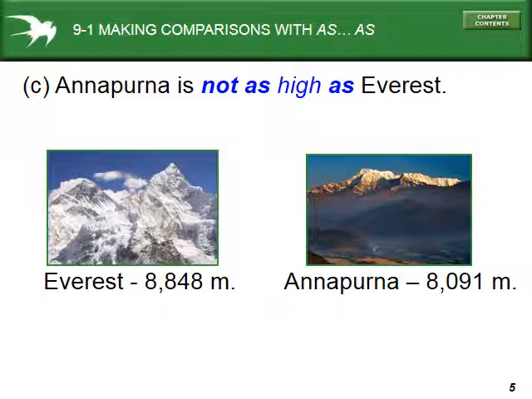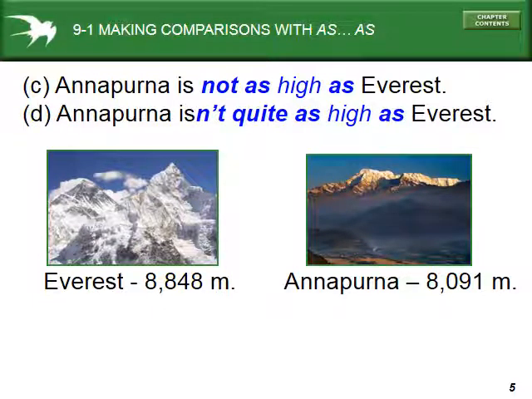We can also add not. Just as means the same; when we add not there, it means that they're not the same. So in this picture, you have two photographs, one of Everest, which is 8,848 meters, and one of Annapurna, another mountain, which is 8,091 meters, or miles. Must be miles. I don't know what that M stands for. But in this case, we say Annapurna is not as tall as Everest. So we're making a comparison, but we're pointing out a difference between the two.